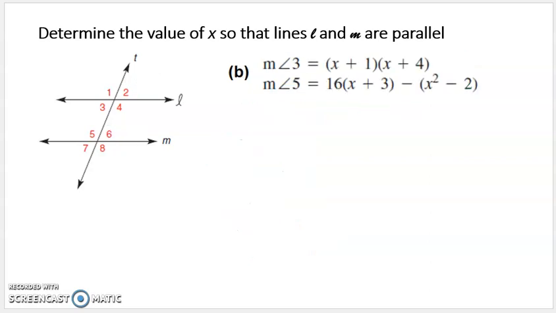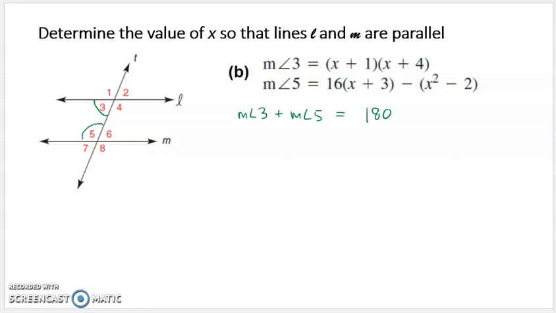The final problem like this is, what do I need to know about angles 3 and 5? What would I need to know about angles 3 and 5 in order for lines L and M to be parallel? Well, 3 and 5 are consecutive interior angles. Consecutive interior angles, if they are supplementary, then lines L and M would be parallel. So if 3 and 5 must be supplementary, I know that the measure of angle 3 plus the measure of angle 5 would equal 180 degrees.